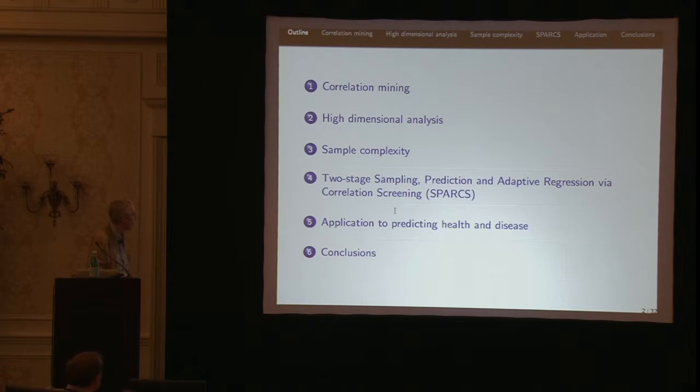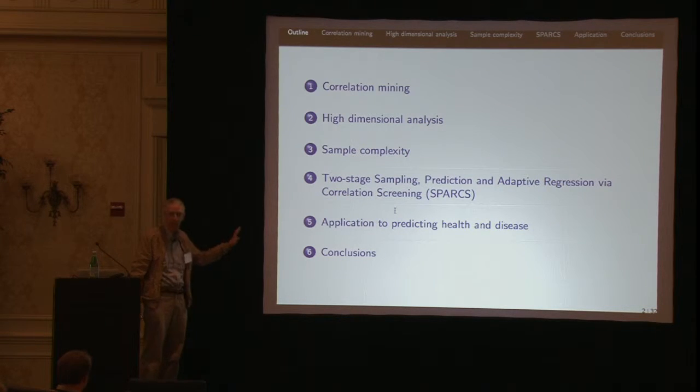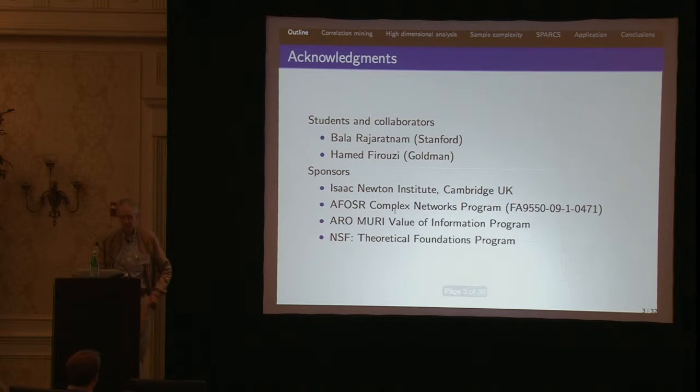And then we're going to go to a two-stage sampling prediction adaptive regression by correlation screening, which we call SPARCS, which is a method motivated directly from this large p small n analysis for mining the correlations that enter into prediction coefficients of a linear predictor, and then I'll talk about a couple of applications, some of which motivated this work.